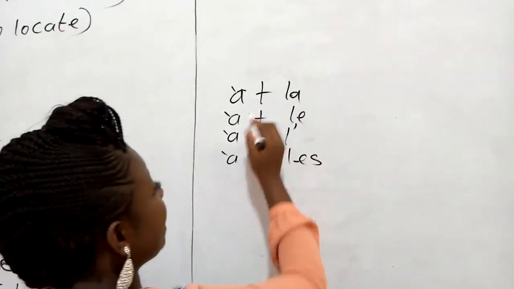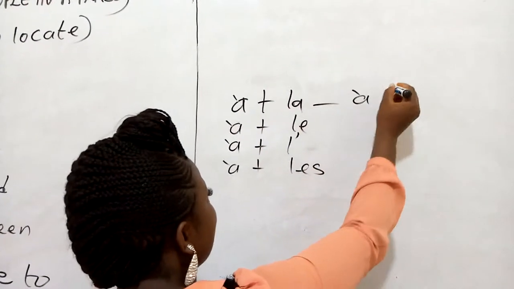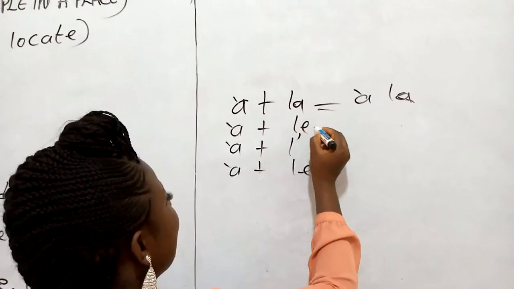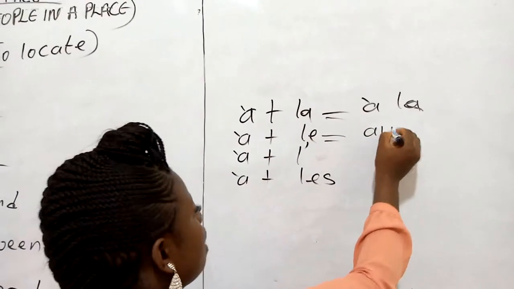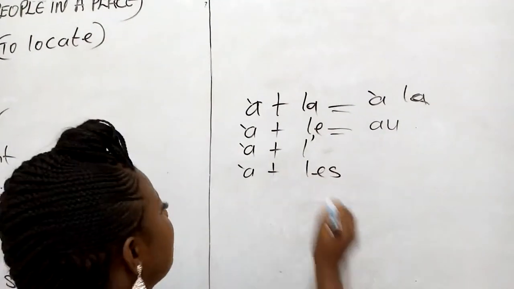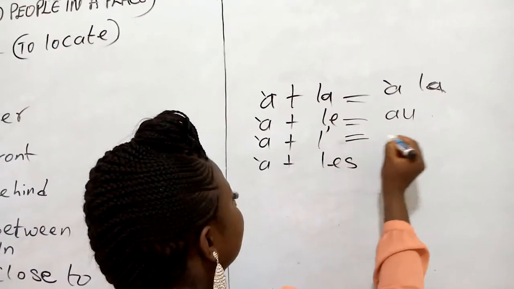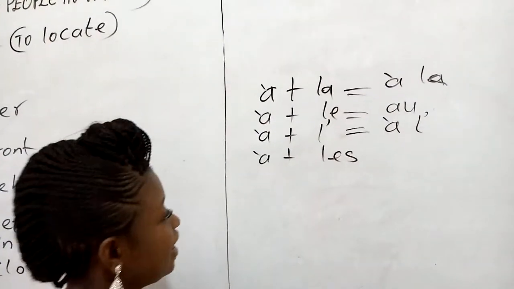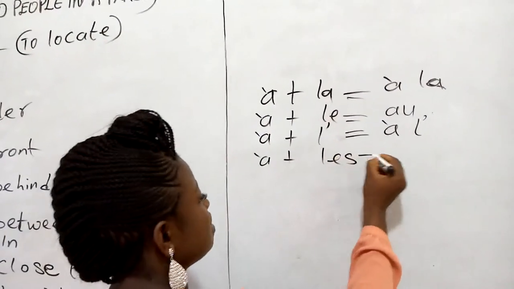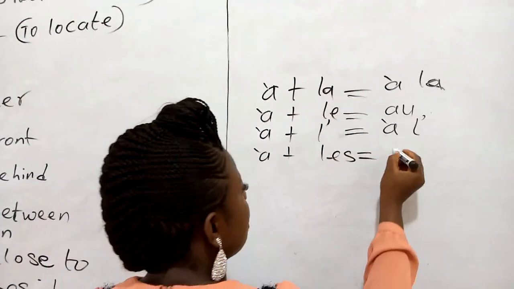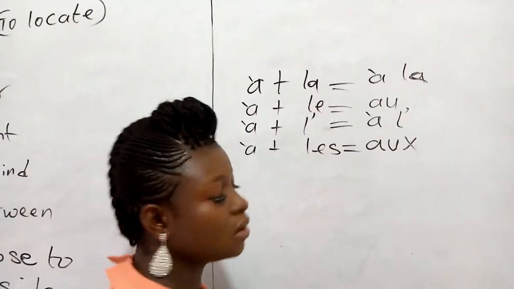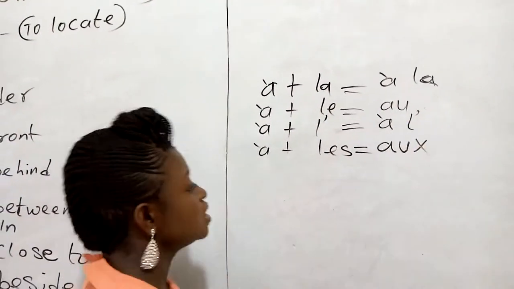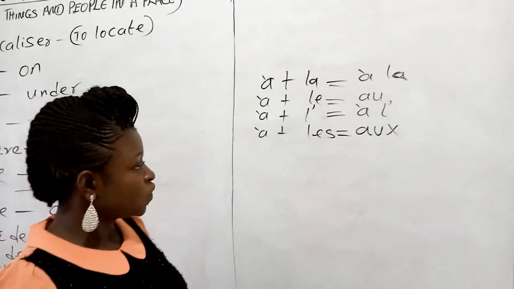And you already know that à plus la gives us à la. And à plus le gives us au. And à plus l' gives us à l'. And then for plural, we have à plus les, which gives us aux. This is au, and this is aux. This is for plural, this is for singular.